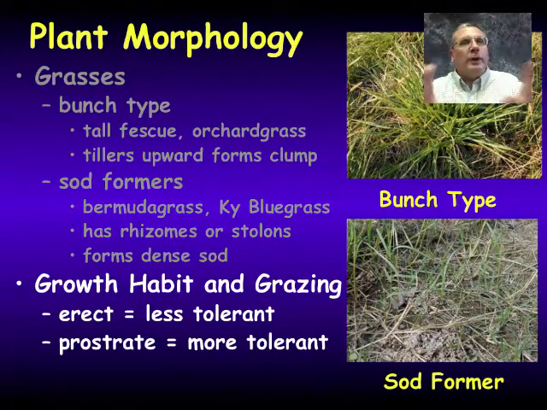So just by knowing a little bit about how a plant grows, we can tell a little bit about how we should manage that plant under grazing. For example, if we have a bunch type grass that has this erect growth habit, it tends to be less tolerant to close and frequent grazing. So we'll want to manage that plant a little bit differently under grazing versus a plant that has prostrate growth, or that growth along the soil surface like a sod former would have. They tend to be more tolerant of close and frequent grazing.